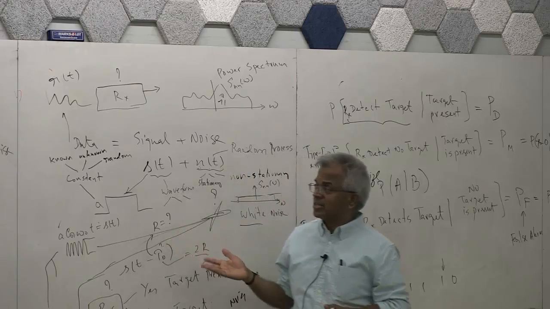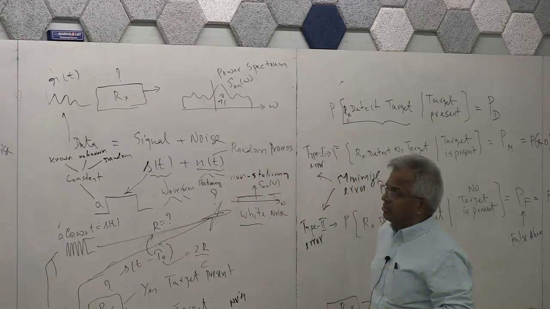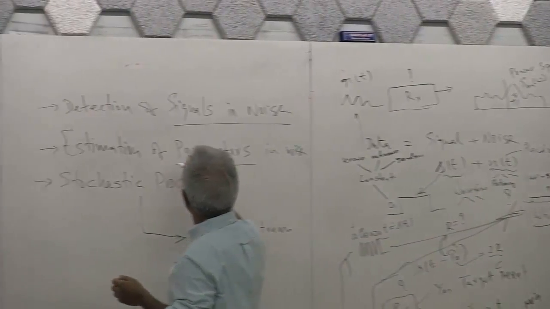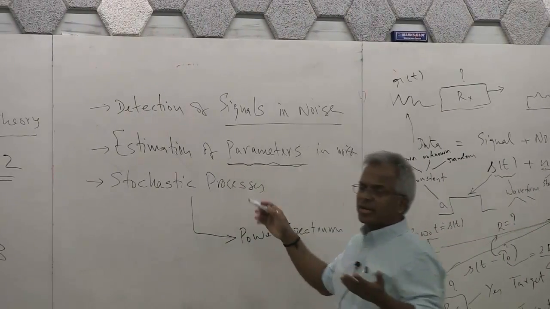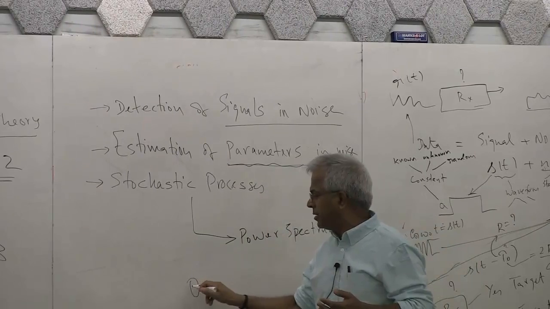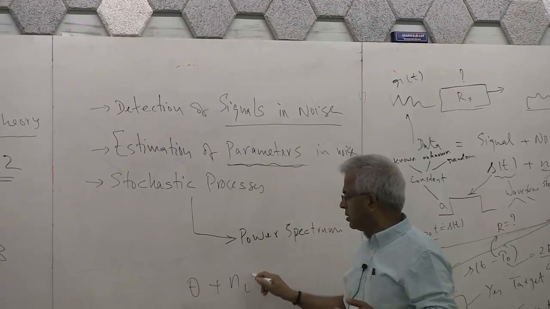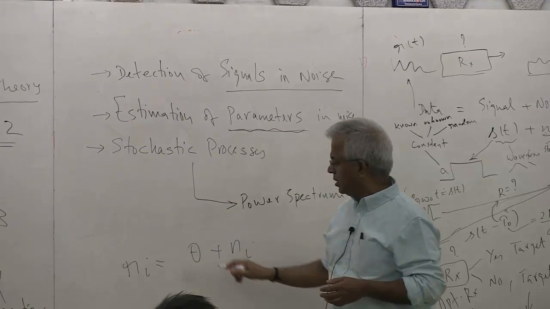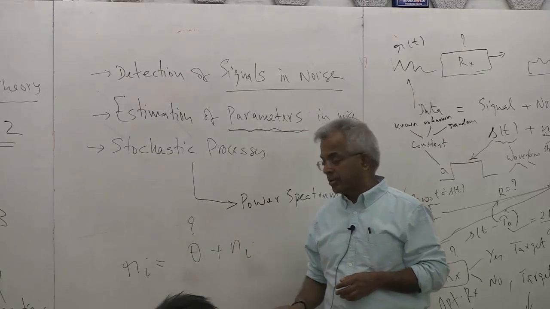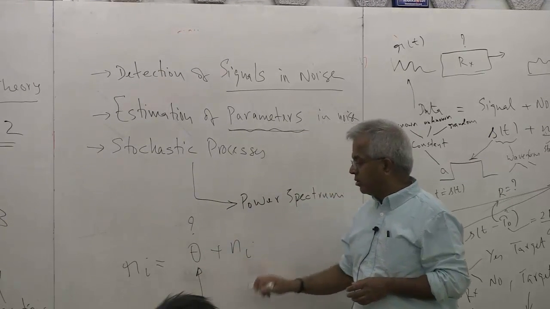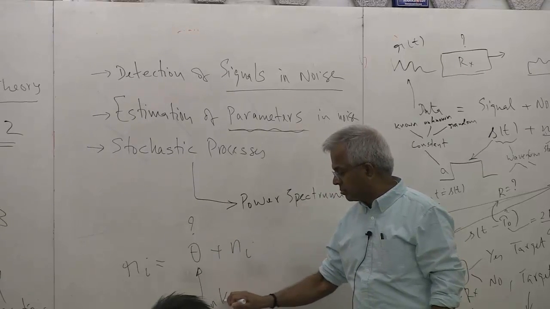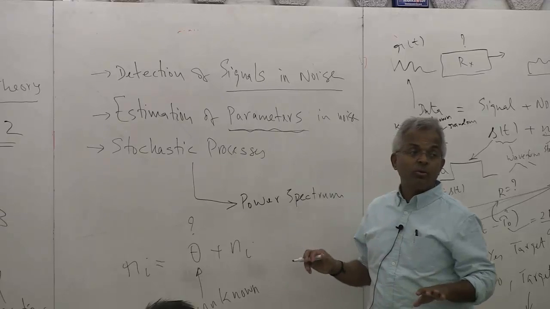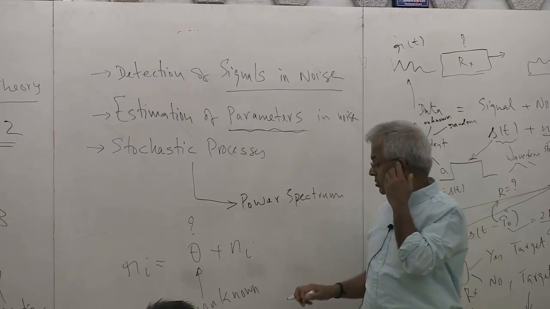So that's detection. Then we go to estimation. Mainly we will concentrate on parameter estimation. This looks like a simple problem, but here itself you have an unknown parameter in noise. So I'm just giving you an outline. Once the outline is over, we'll go into the topic.